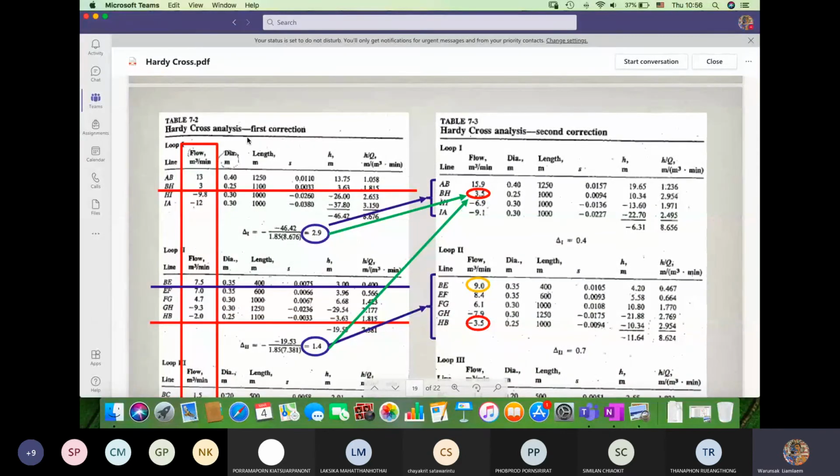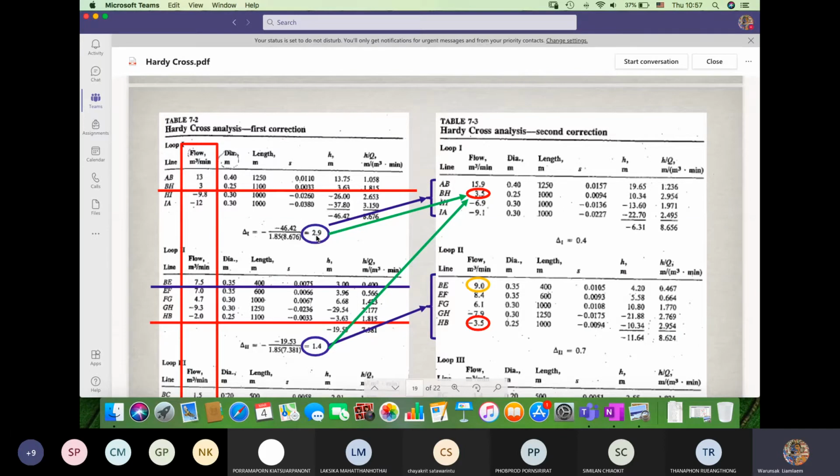AB, the assumed flow rate is 13. So if you combine it with the 2.9, it becomes 15.9. This is the actual flow for the next trial. And for the IA, the flow is minus 12.